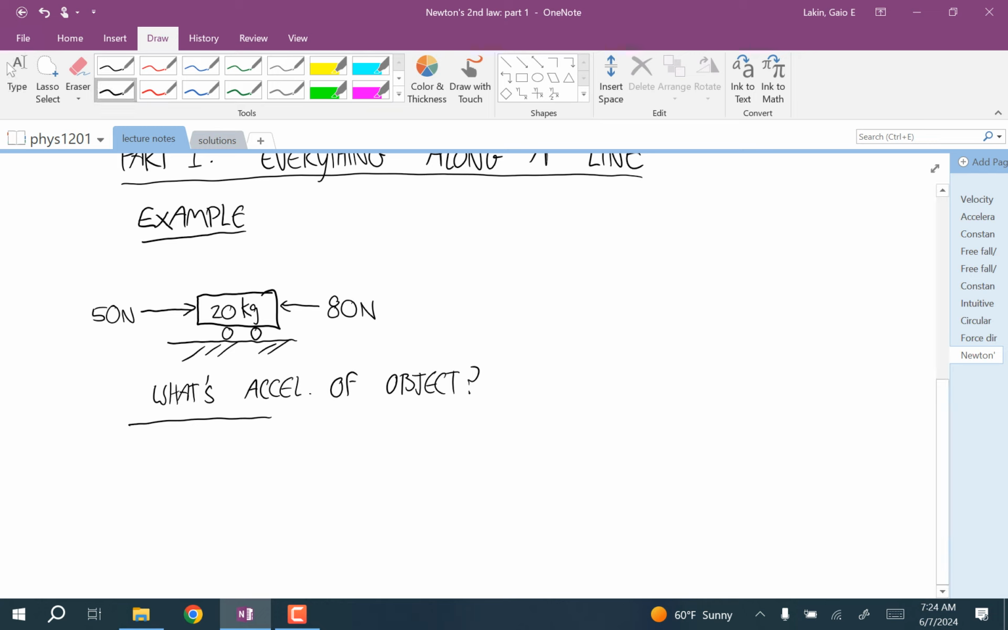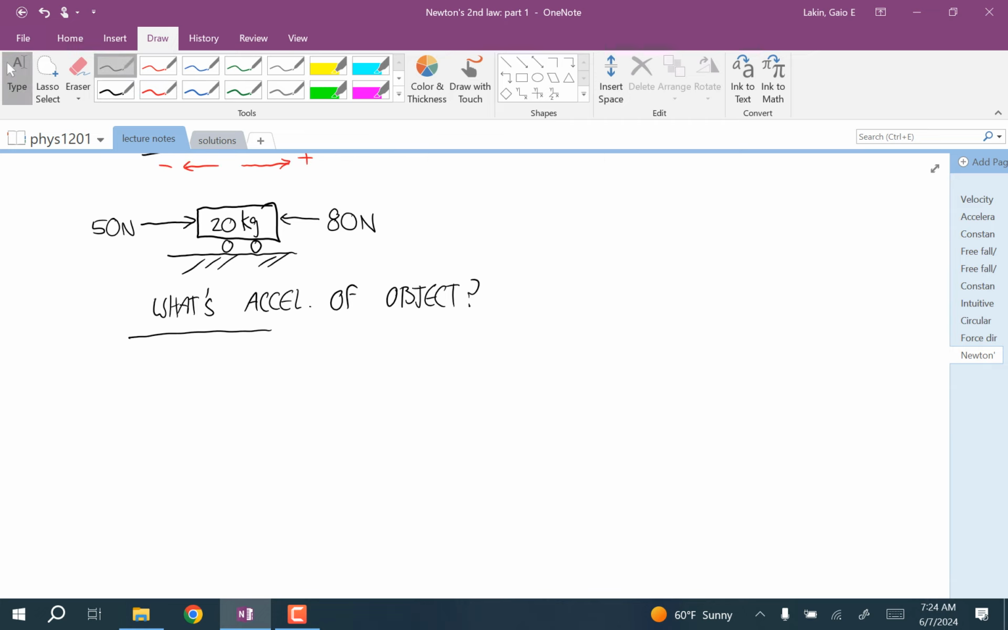I'm first going to choose a positive direction. I'm going to say the positive direction is that way. Anything that's moving to the right, I'm going to call positive. Anything moving to the left, I'm going to call negative. And I'm going to start out with a free body diagram. You always need to start out with a free body diagram, and we're going to use the rules that we talked about in the free body diagram lecture.